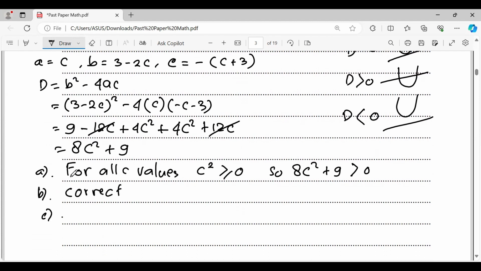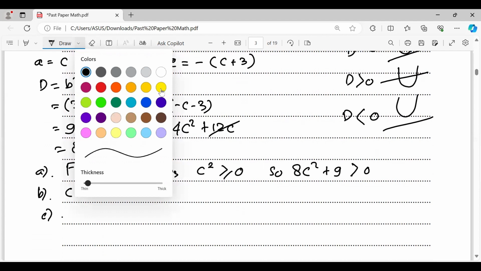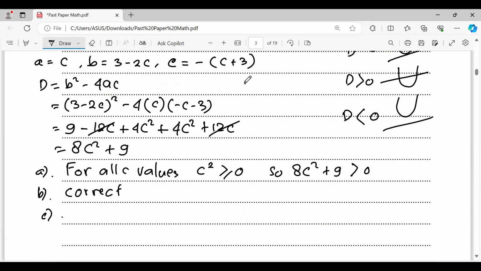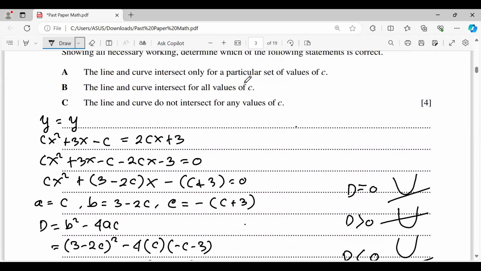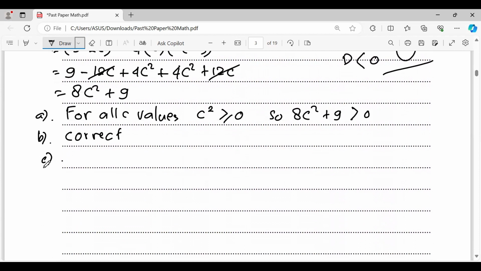C, the statement is, wait, we're going to look. The line and curve do not intersect for any values of C. That's incorrect.